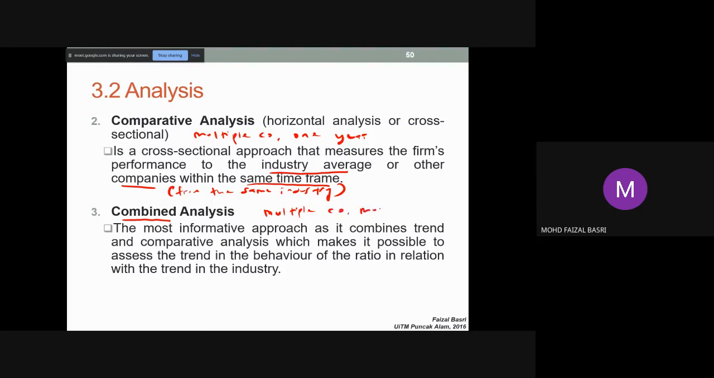Okay, for multiple years. Because they compare the trend and comparative analysis, and we can see the trend of multiple companies also related to the industry. And this is what we're going to use for your assignment or project. Remember, your project contributes a lot of marks.